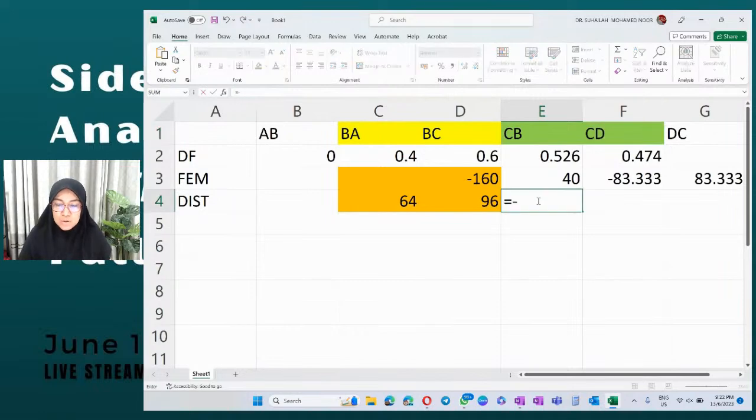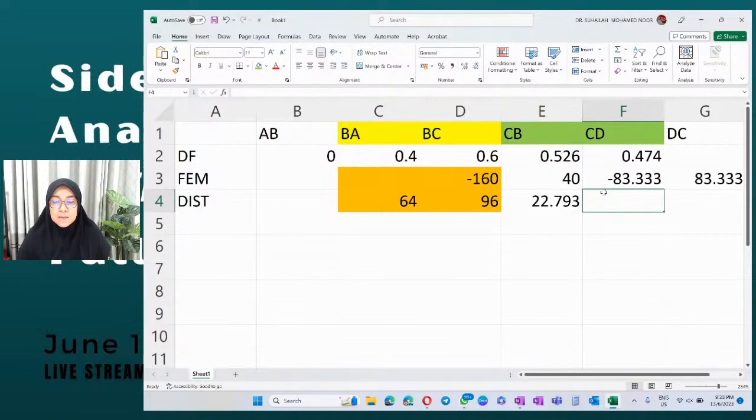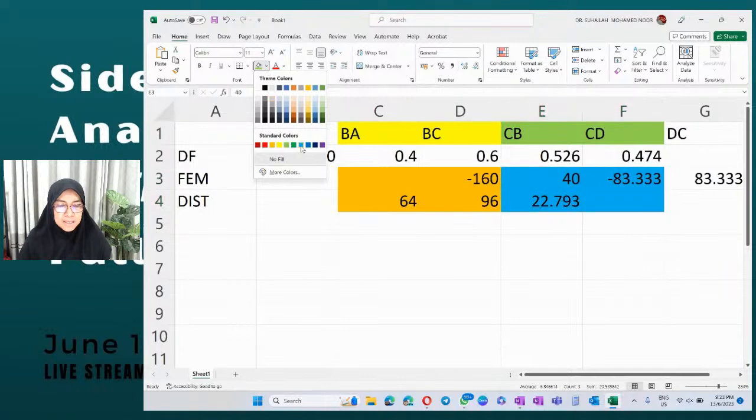So the total moment is 40 plus negative 83.333. I have changed the sign by putting negative in front, times the factor. The factor is 0.526. So we get here 22.793. I want to use up to 3 decimal places only. And again, we should get 0 again.